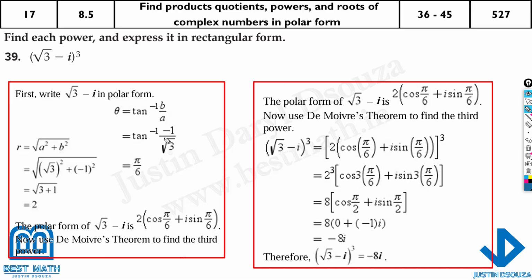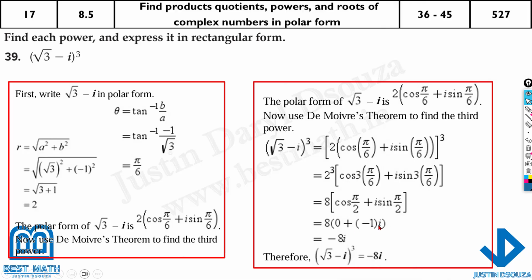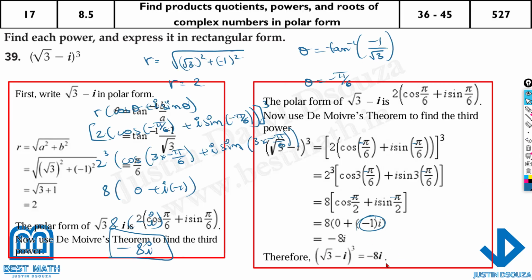Okay, they have missed the minus sign here itself, but I'll show you why the solution set is wrong. Here we have sine of 3 times minus pi by 6, it's minus 1. But what if I remove this minus sign? It's going to be positive 1. It's entirely wrong. Here this answer should have been plus 8, but the correct answer is what we had got as well. It is minus 8I, but here they have missed out the minus signs.